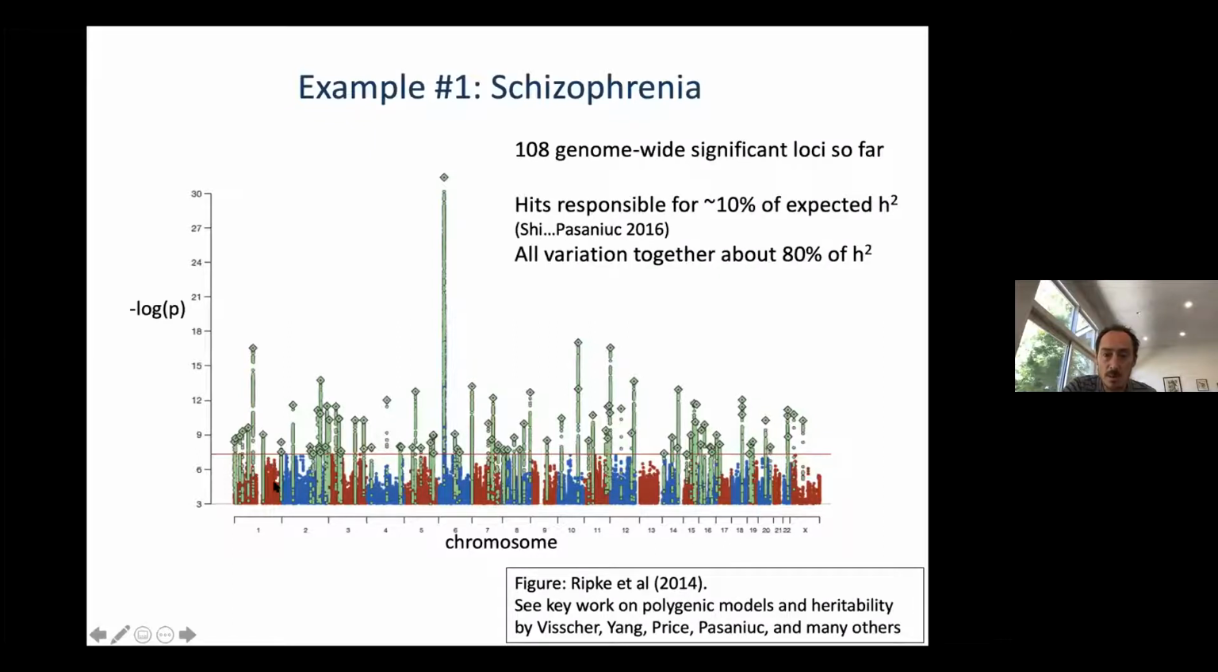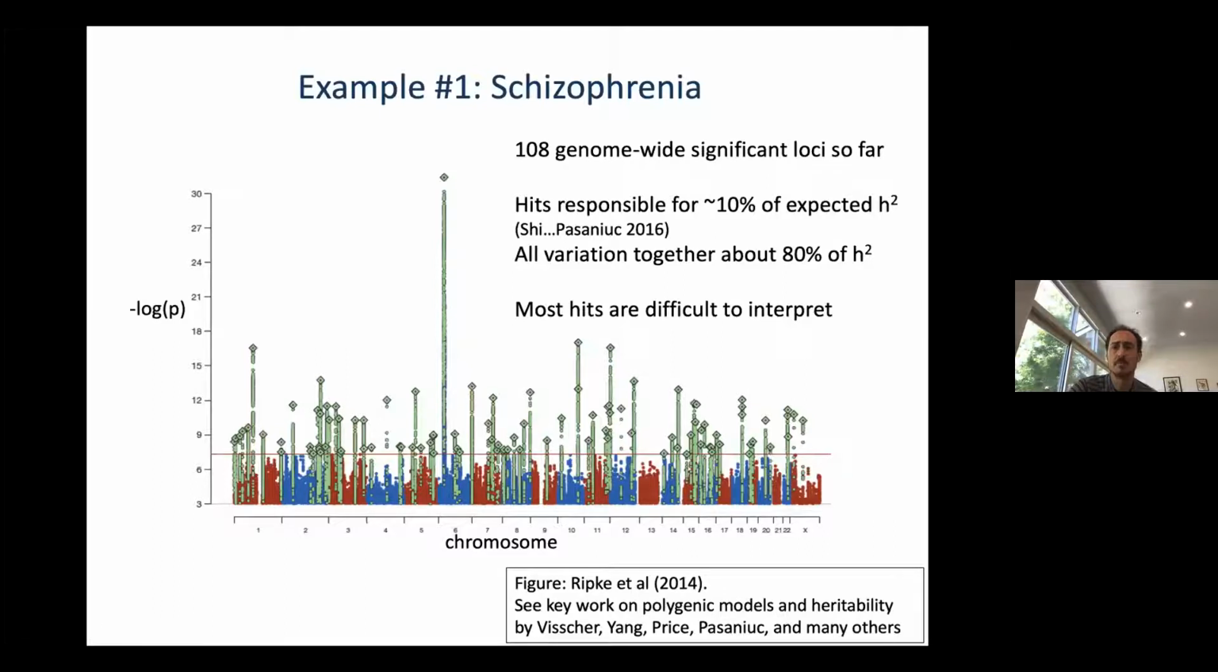Meanwhile, there's an enormous amount of additional signal that's lurking down here in the bottom of the Manhattan plot, and all of the SNP variation together is estimated actually to explain about 80% of the heritability. So the vast majority of the heritability is coming from this enormous number of small effect loci that are spread relatively broadly across the genome.